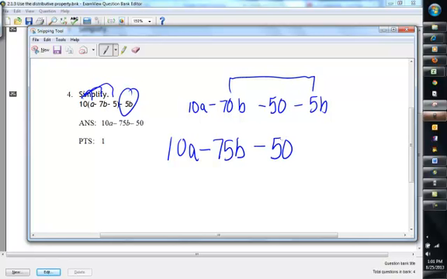So that is how you collect like terms and how you use the distributive property to simplify expressions in lesson 2.1.